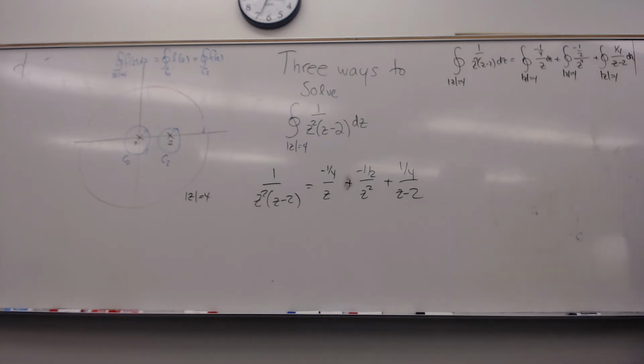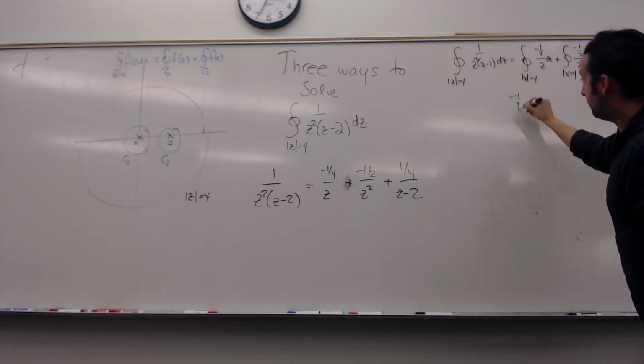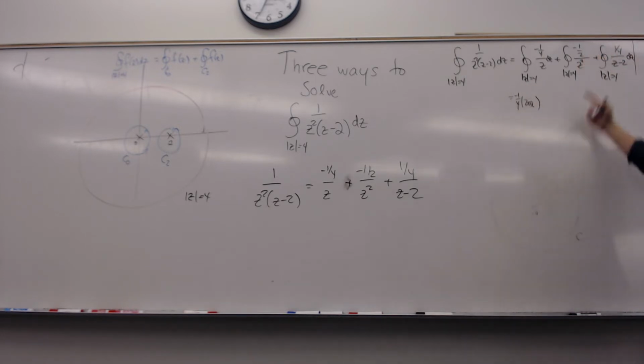Now apply principle 1. What is the integral of 1 over z if that curve goes around the 0 that is its singularity? 2 pi i. So this one is minus 1/4 times 2 pi i. How about that one? It's not 1 over z, it's 1 over z squared. What's the integral of 1 over z squared on a closed contour? 0. By the parametric argument, right?